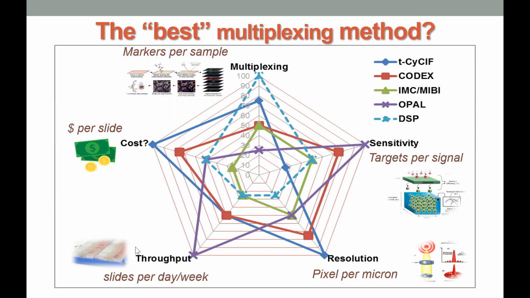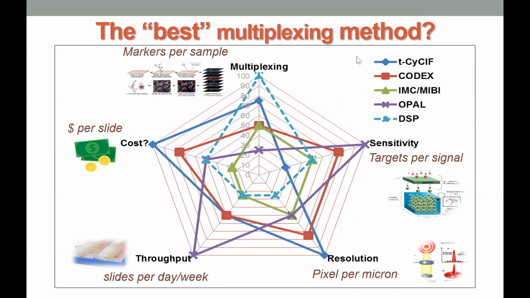The last other thing you need to consider is the throughput, because a lot of methods, although they can achieve a very high number of markers, go very, very slow. So throughput is one other thing you need to consider. And not to mention a lot of these methods are quite expensive. From what we've communicated with all these companies, sometimes it can cost several thousand dollars per slide.